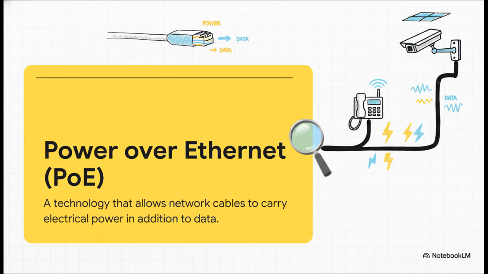The name says it all. It's a technology that lets you send electrical power through the very same wires that are already carrying your internet data. This is a game changer because it means you don't need to find a power outlet for things like security cameras, office phones, or those wireless access points on the ceiling.